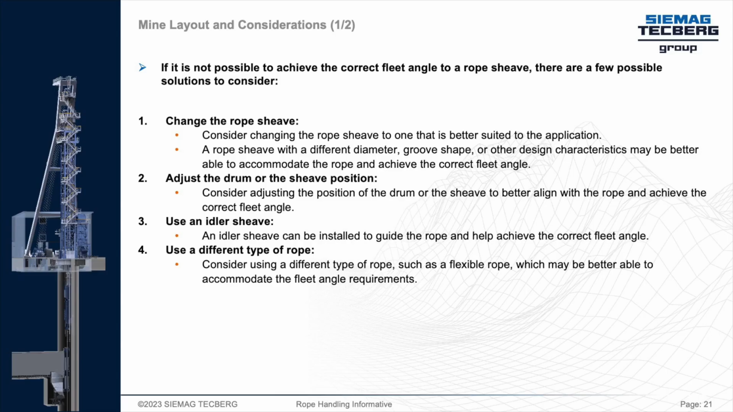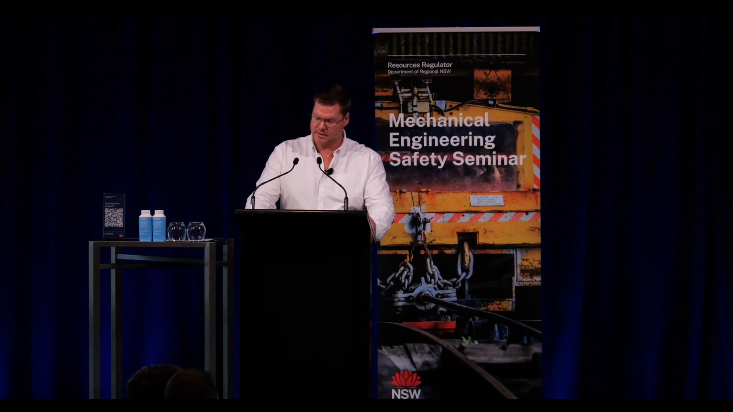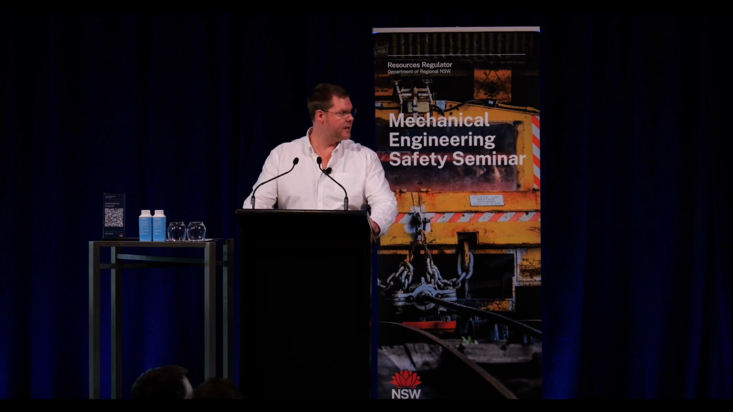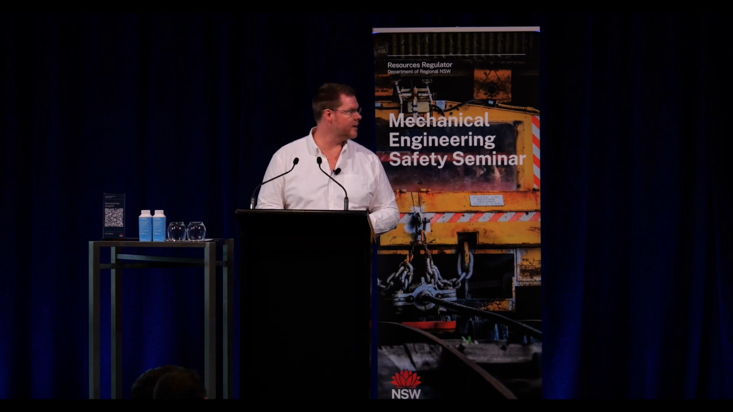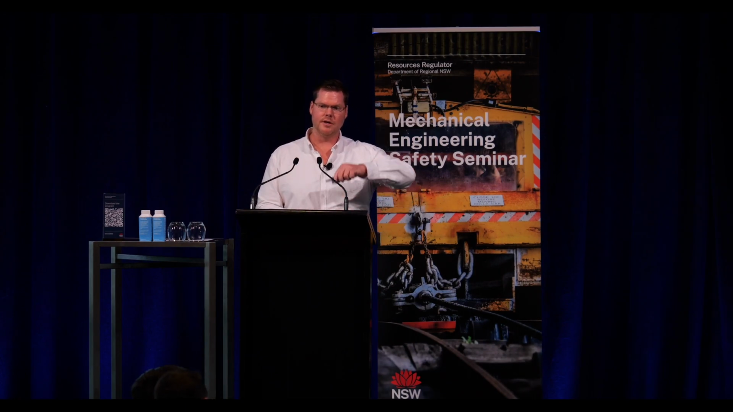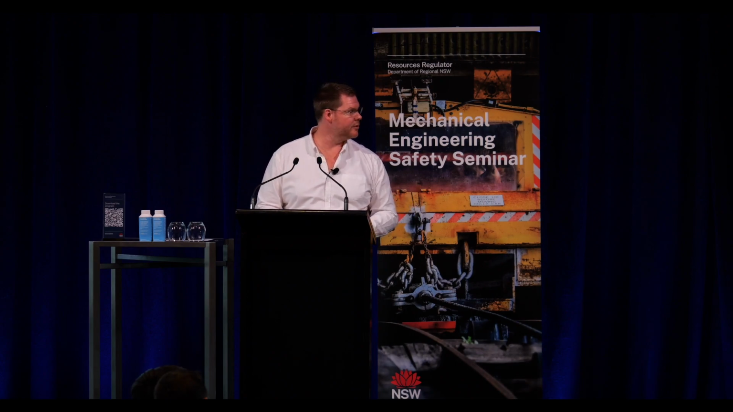We always need to consider layout. So the layout of the drums, sheaves or newly introduced equipment, and the items that need to be reviewed are: consideration of changing the rope sheave to one that is better suited, for example, a rope sheave with a different diameter, a different groove shape or other characteristics. Consider adjusting the position of the drum or the sheave to better achieve the correct fleet angle. So you can either get the two further away from each other, or if you had to, you can get another sheave in line to create a different distance to also achieve your fleet angle.